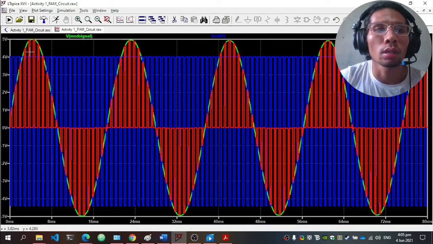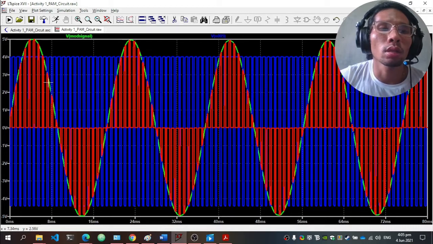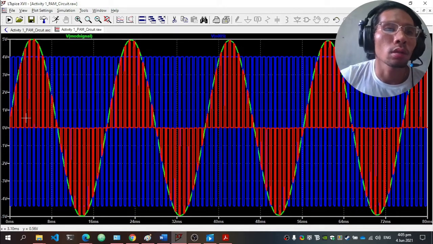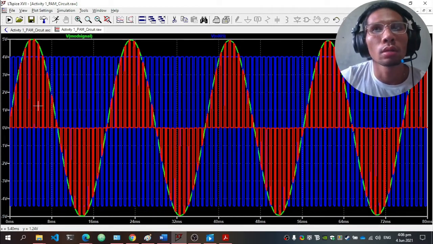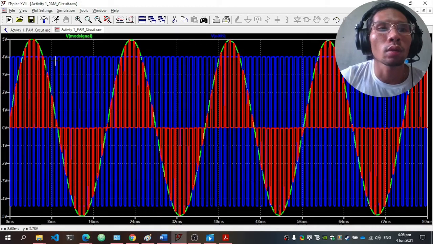You can see that the pulse amplitude modulation signal is varied. The amplitude of the pulse modulation signal is varied according to the modulating signal, and the pulse width of the PAM is narrower than the square wave signal, where it only appears on the low state of the square wave signal.